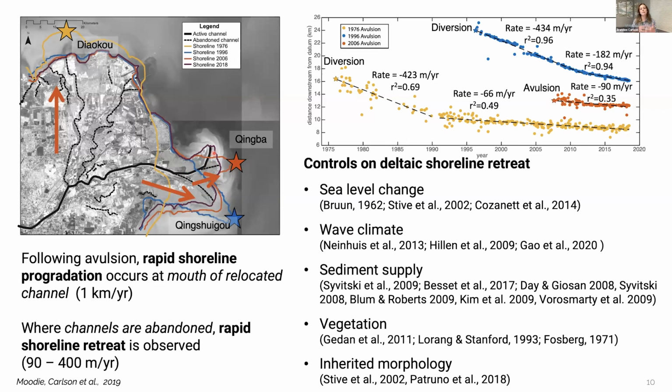So a lot can be tied up in these retreat rates, including changes in sea level, subsidence, wave climate, sediment supply, vegetation, and inherited morphology. But we're going to take a closer look at a couple of these lobes to understand what's happening here. And we'll start with Qingxueguo, so this lobe abandoned by diversion.